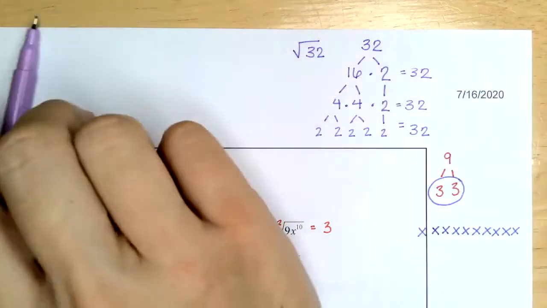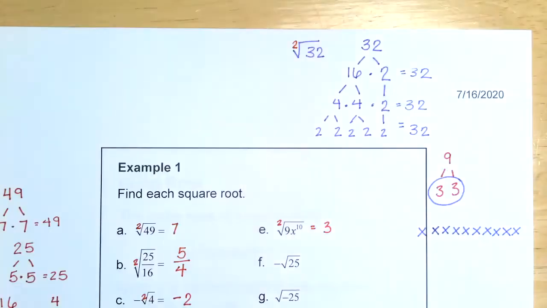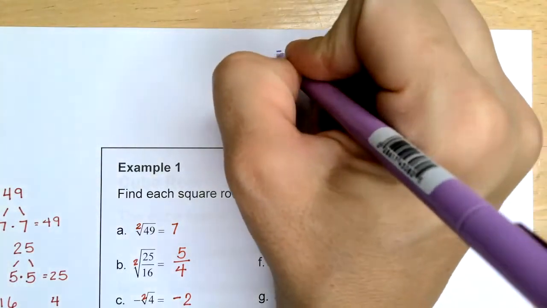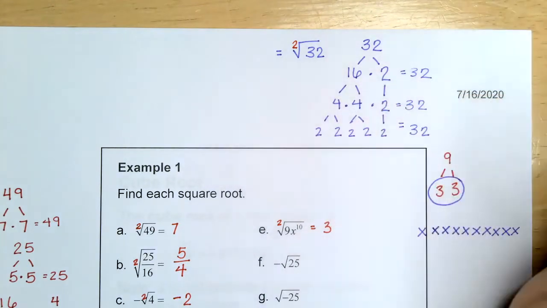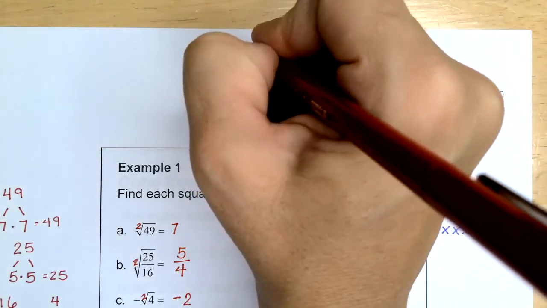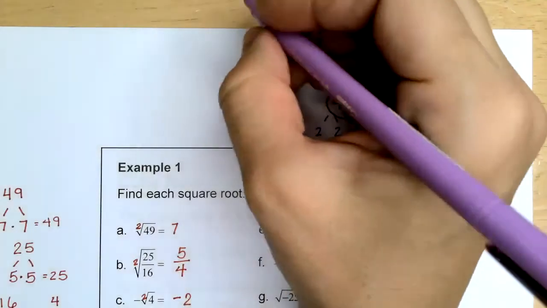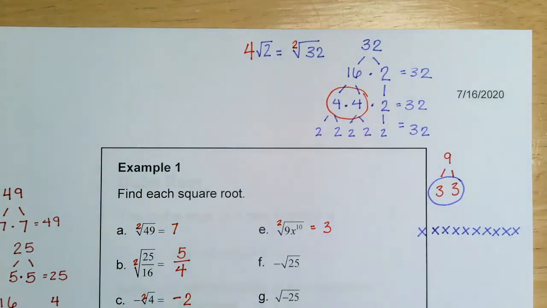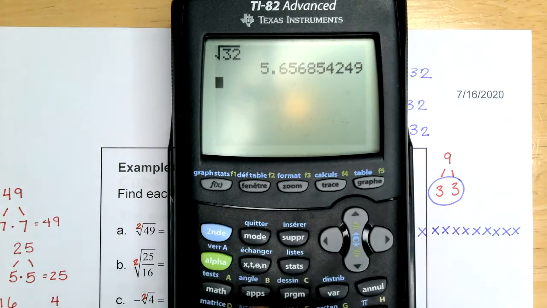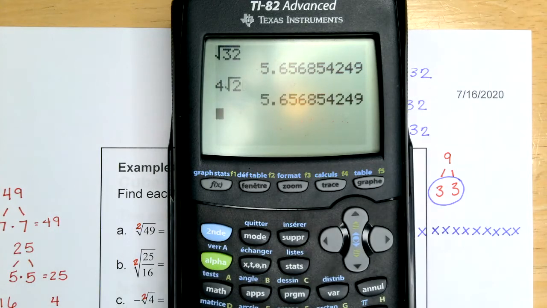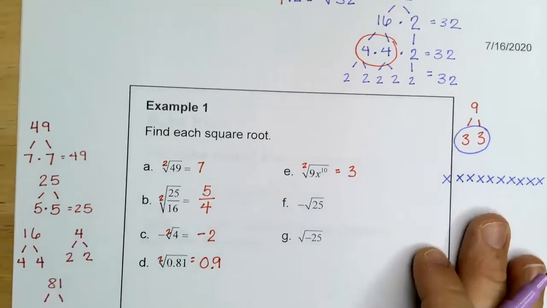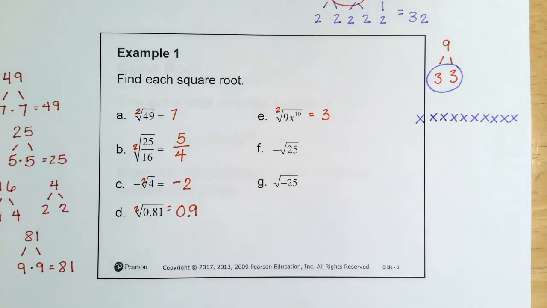But here, I'm only looking for pairs because this is an understood 2. So the square root of 32 is 4 times 4 and 2. I can take the 4 out because it's a pair. So the 4 is now in front of the radical, but the 2 stays under the radical because there's only 1. So the square root of 32 is 5.65, and 4 square root 2 is the same. Okay. So where I'm looking for groups of 2, if I find groups of 2, I can pull them out.